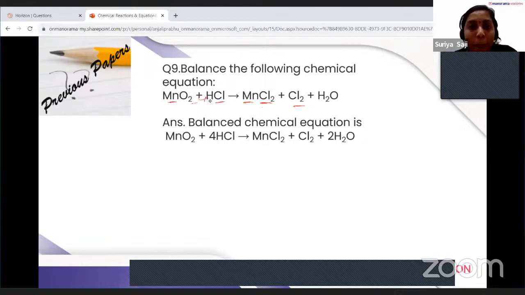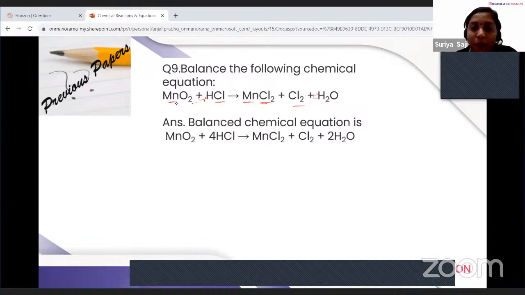So then we will check. When we are giving 4 HCl here, this hydrogen becomes 4. We will check here whether it is 4 or not. It is only 2. So if you give 2, this will get balanced. H2, so 4 hydrogen atoms are there. Now we will check whether everything else is balanced or not. It's balanced only. So this is the way we need to check.